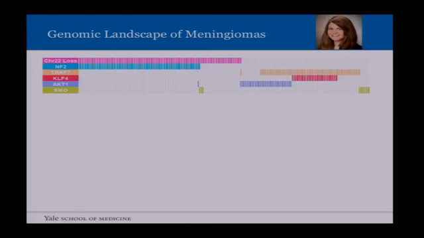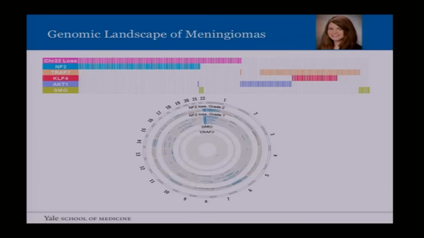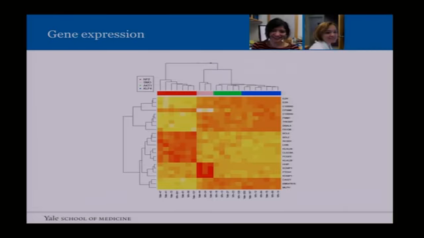Besides the somatic mutations, the surprising results also came from looking at copy number variation. These are circos plots. Every circle represents a different tumor. Here the amplifications are shown in red and the deletions are shown in blue. You can see SMO and TRAF7 mutant tumors have no copy number variation, whereas all NF2 tumors have chromosome 22 loss. And as you go from benign to more atypical tumors, the number of genomic changes increases. So this suggests that these are really biologically distinct classes, which can also be seen in gene expression.